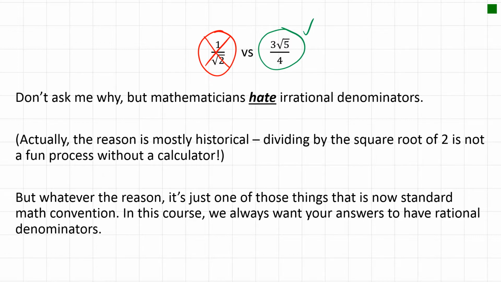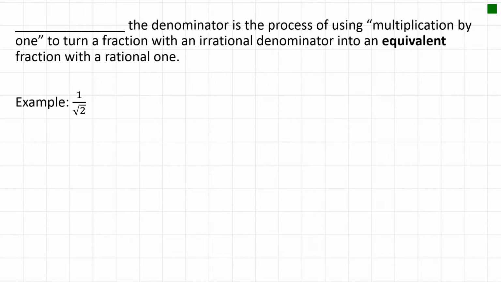It's going to be expected here in this course, and it's going to be expected at every level beyond as you go into future math courses. So we always want your answers to have rational denominators. So what we're going to be doing is called rationalizing the denominator. So it's a process where we use multiplication by 1, that's something we've talked about before, to turn a fraction with an irrational denominator into an equivalent fraction with a rational one.